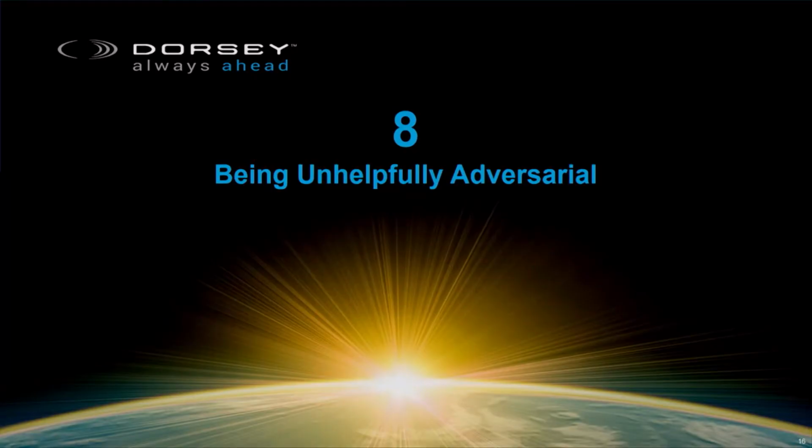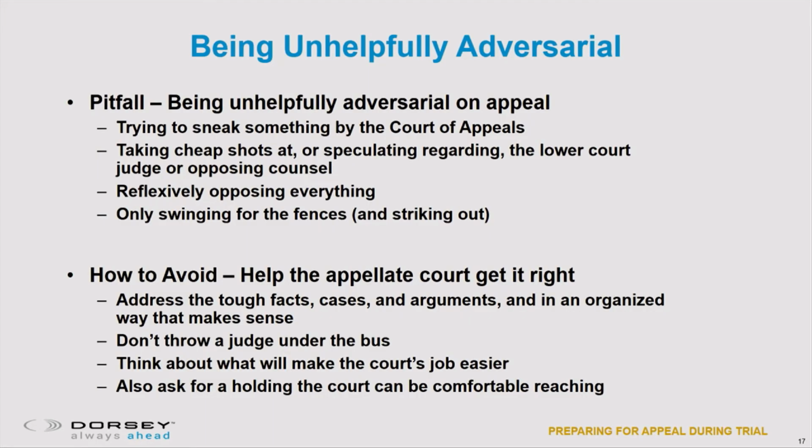All right, back to pitfalls here. Pitfall number 8, this is something that can carry through the entire appellate process. It's what I characterize as being unhelpfully adversarial at the Court of Appeals. This can take on a few different forms, and we'll talk about it here. One big no-no is trying to sneak something by the Court of Appeals, and we touched on this earlier on. If you know that there's that bad case out there, especially if the other side's identified it, or there's that bad fact in the record below, don't just hope that the Court of Appeals doesn't catch it.